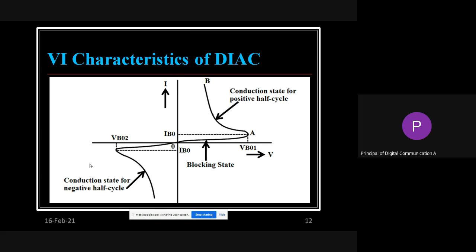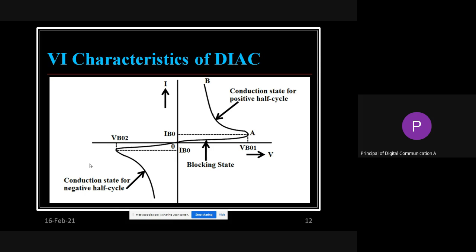And once it crosses that particular value, again the sudden change or the sudden flow of current will take place, and this particular VI characteristic will be formed for the diac, and that is what the first quadrant and third quadrant, they are mainly used in SCR or the TRIAC or the diac.